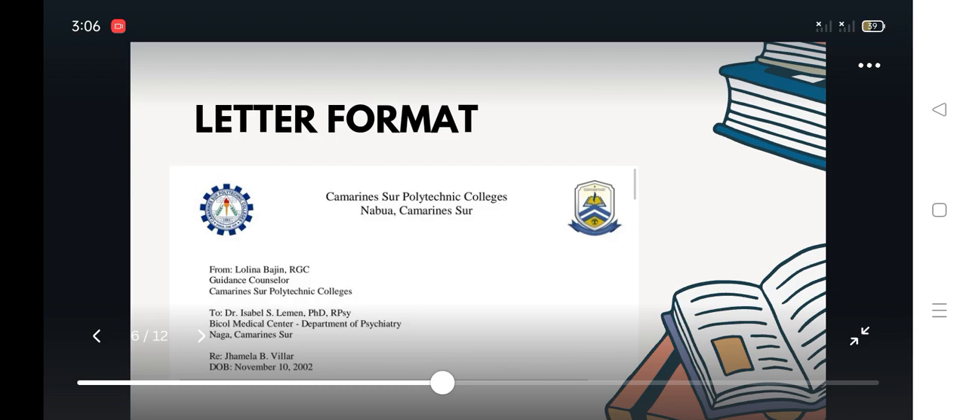And after that, write a clear subject line. Just for example, Jamela B. Villar. RE stands for with reference to, or referral for evaluation. In this part, we're going to write the patient's name. That's the patient's name, RE Jamela B. Villar. Of course, date of birth, November 10, 2002.